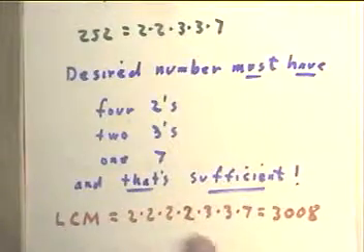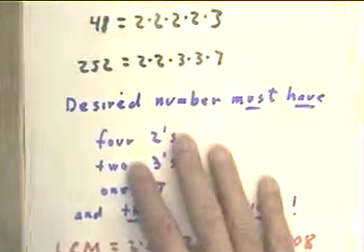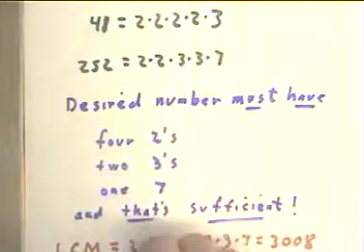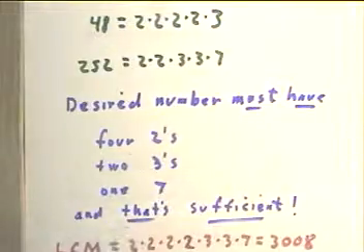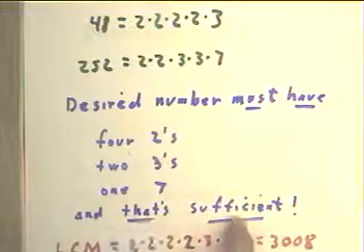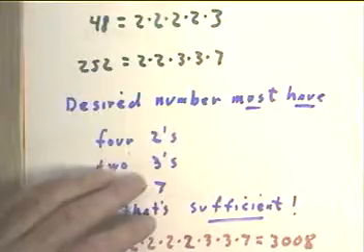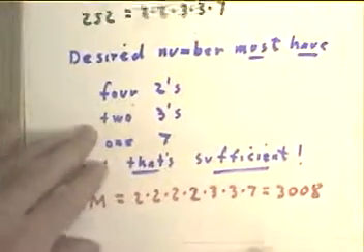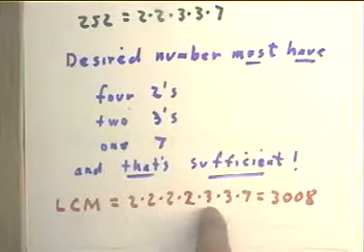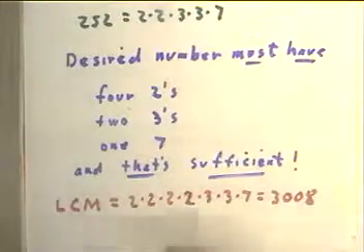So, it turns out that our desired number must have 4 2's, otherwise 48 won't divide it. It must have 2 3's, otherwise the 252 won't go into it, and 1 7. Okay? Not only must it have those, but that's sufficient. That's enough. Well, our number, which we call our least common multiple, the smallest number that's a multiple of both, is the product of 4 2's, 2 3's, and a 7. And we'll note here how that works out.